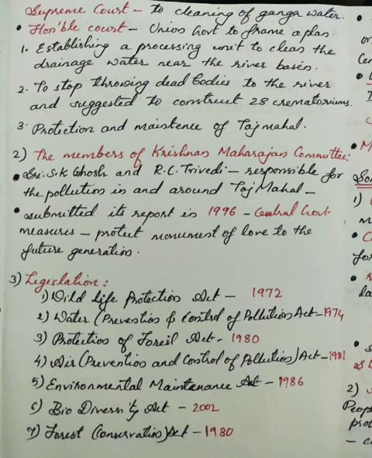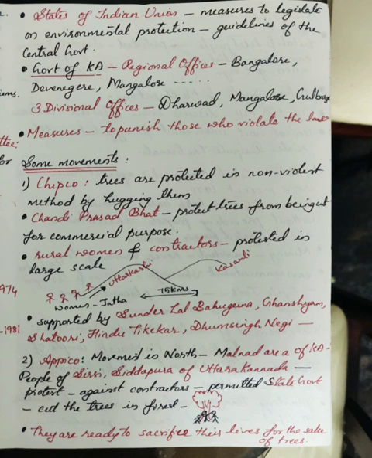So, Forest Conservation Act of 1980. States of the Indian Union have also taken measures to legislate on environmental protection based on guidelines of the central government. Even the government of Karnataka has opened regional offices in Bangalore, Davanagere, Mangalore, Raichur, Hassan, Dharwad, Belgaum, Gulbarga, Bidar and Tumkur to protect the environment effectively.